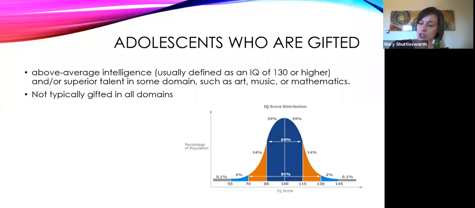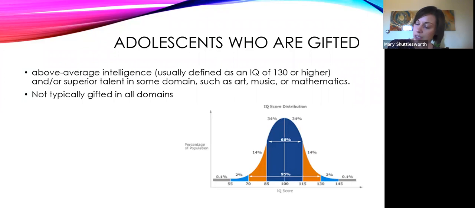So when we talk about adolescents who are gifted, they have that above average intelligence, and sometimes they also are what we would call talented, being exceptionally talented in a particular domain. This might be someone who is a gifted artist or someone who is a very accomplished musician at a young age. For adolescents who are gifted, oftentimes there's one particular area where they really excel. So you might shine in mathematics, but perhaps your language skills aren't super great. That would be an example of adolescents who are gifted.